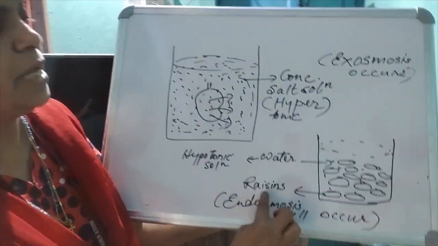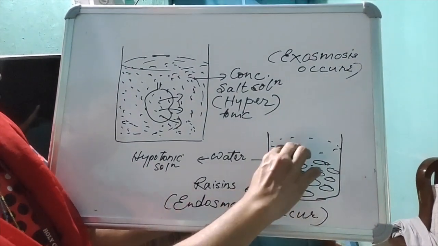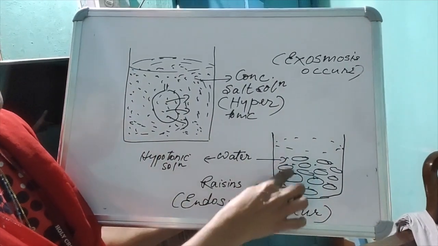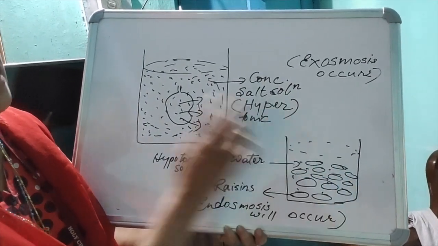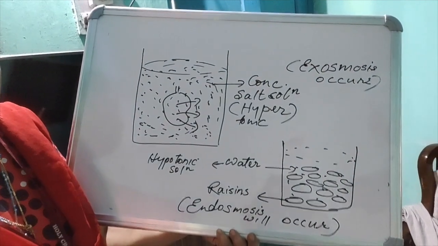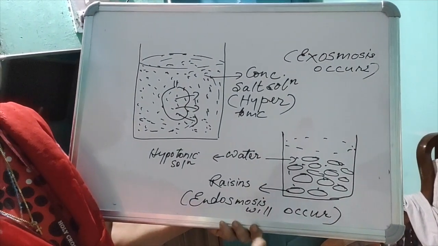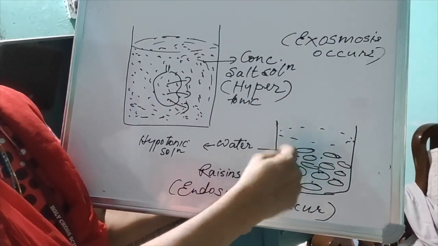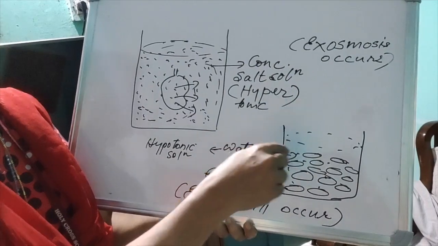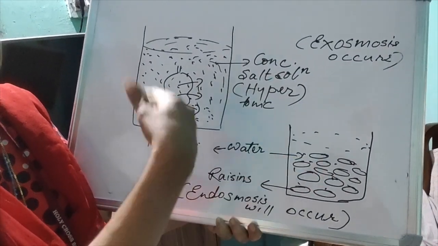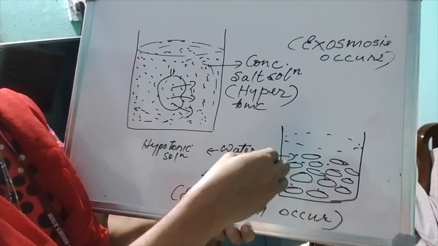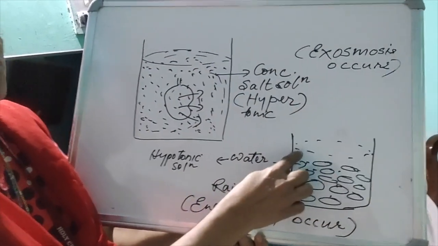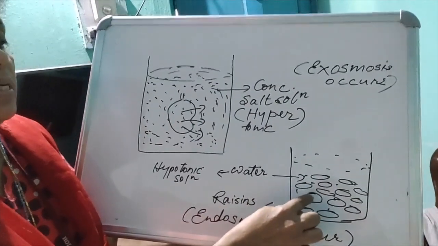In a hypotonic solution, what happens? Suppose I have taken raisins here. What will happen? From the surrounding, water molecules will start entering each and every raisin. What is the reason? Why raisin? Raisin is representing a cell. They also have cells. So, outside the raisins, water molecules are more. That is hypotonic. The concentration of water molecules is more, whereas dissolved particles or solute particles are very few. So, from outside, water molecules will enter into the raisins.